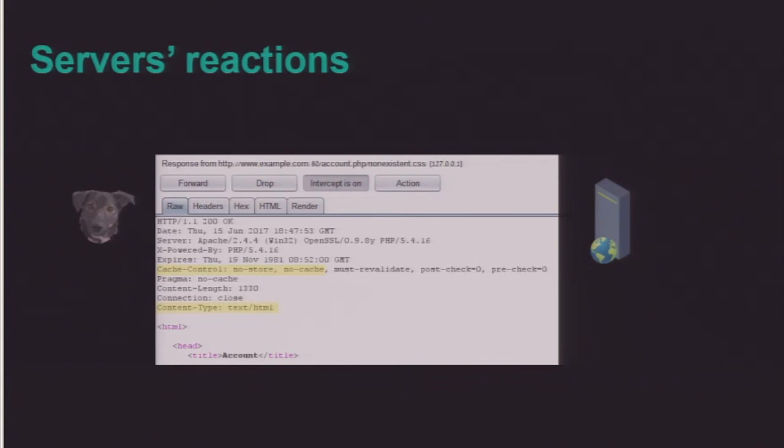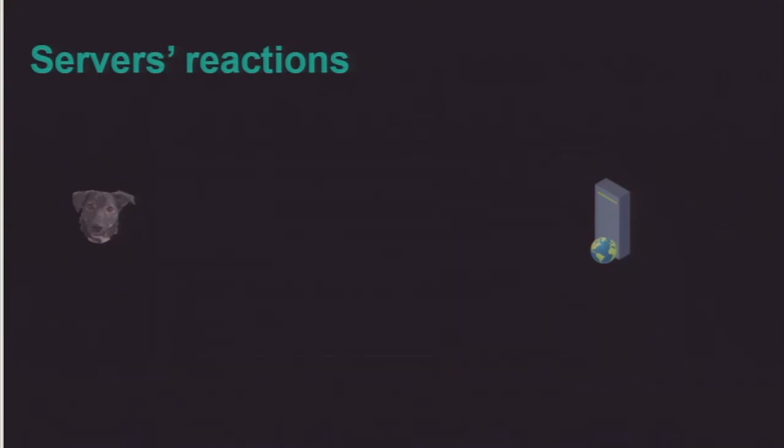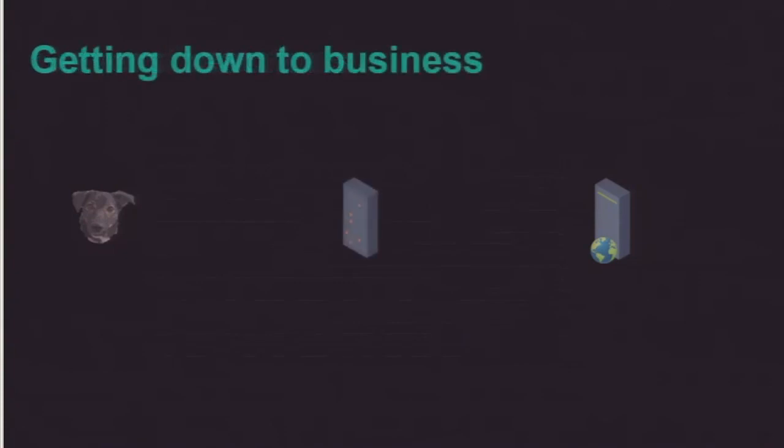And at the bottom, you can see the content type, which is text/html and not text/css. Okay. So we've covered the two important baselines. Now we can get down to business. Let's talk about the attack and understand how web cache deception works.